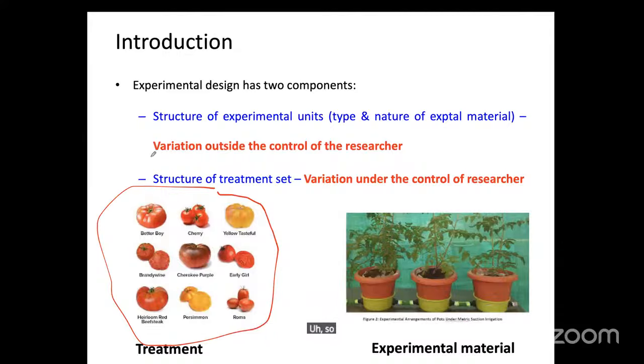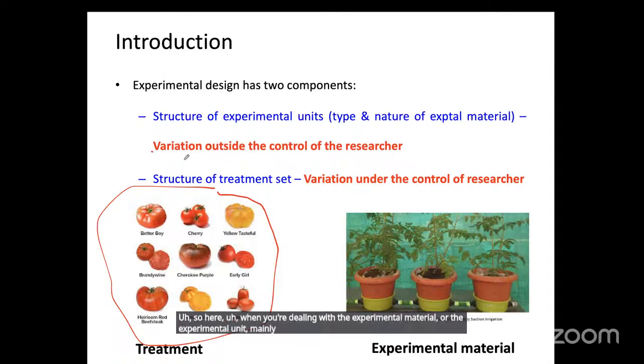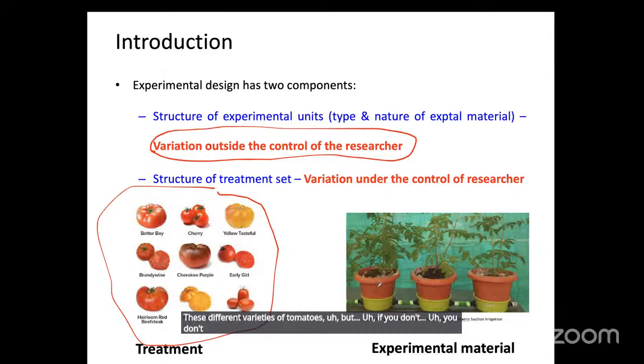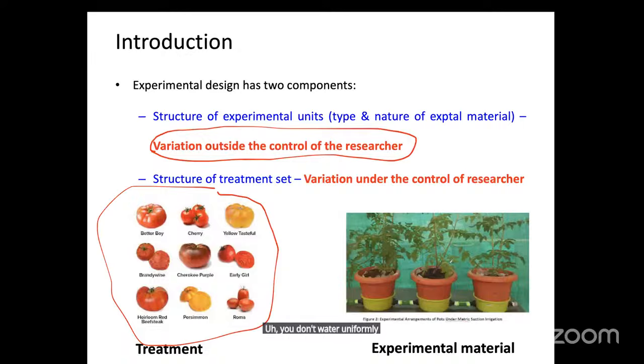So here, when you're dealing with the experimental material or the experimental unit, mainly the key interest is how do we control variation that we are not interested in studying. We are interested in comparing treatments. So let's say we are interested in comparing these different varieties of tomatoes. But if you don't get soil that is uniform, you don't water uniformly, that can actually cause problems as far as the relationship you're trying to study is concerned.